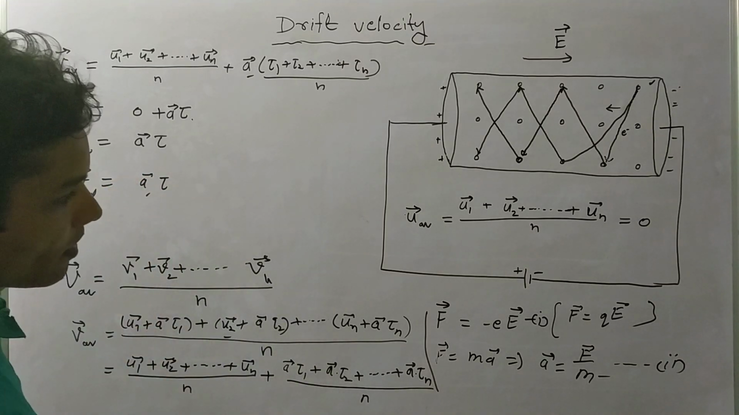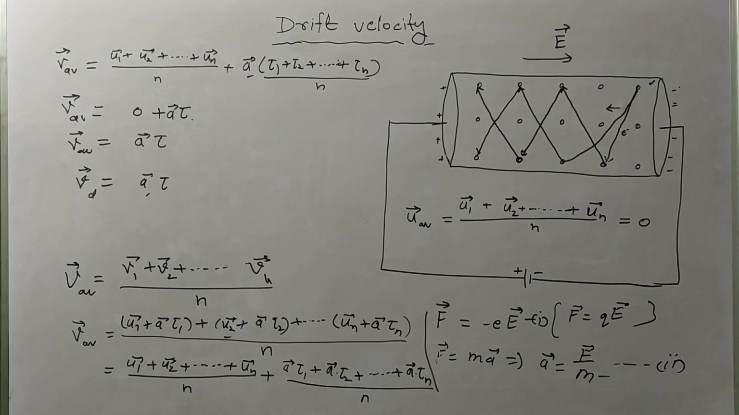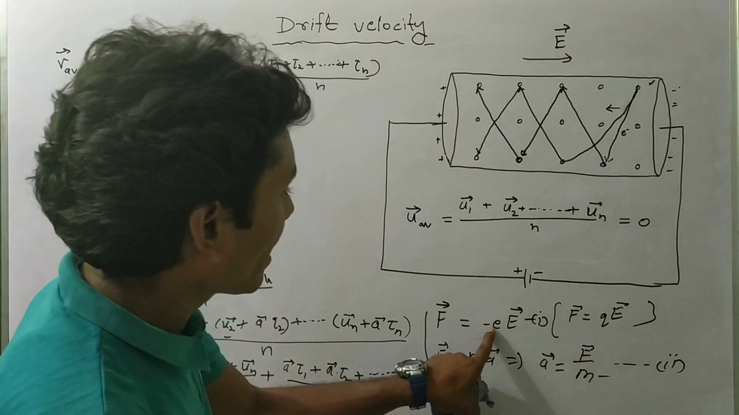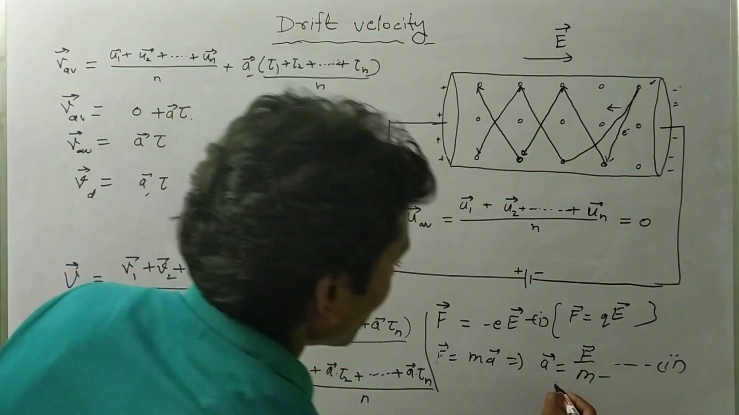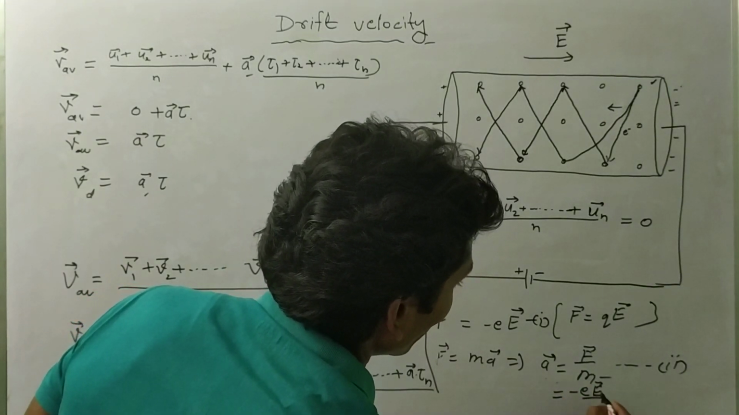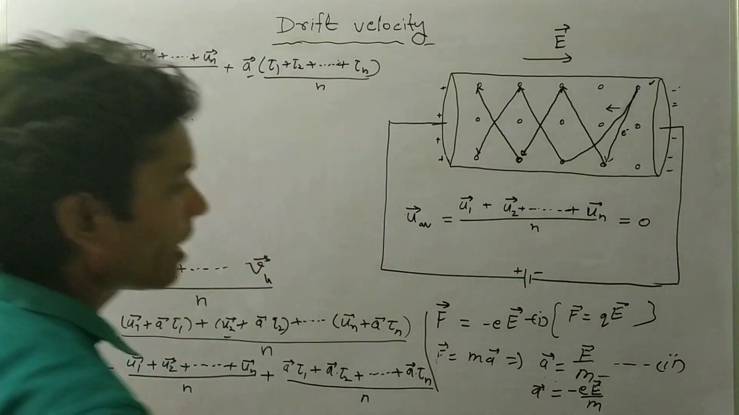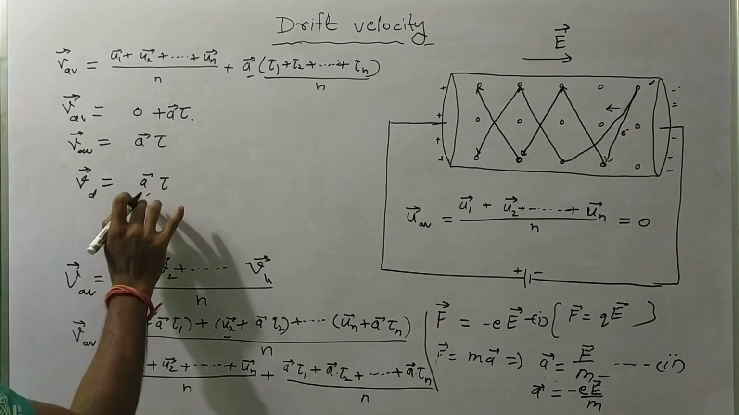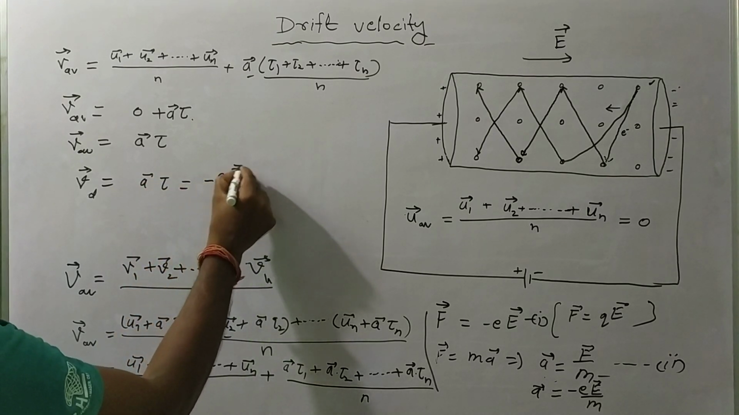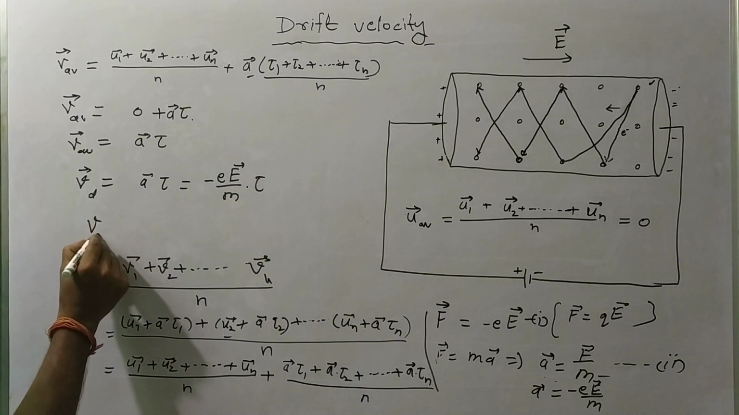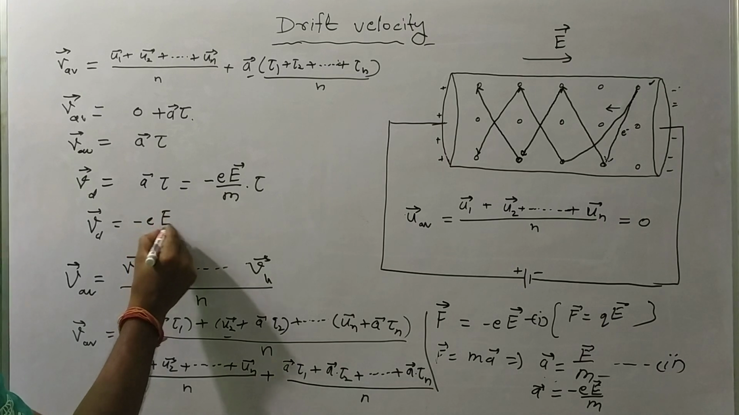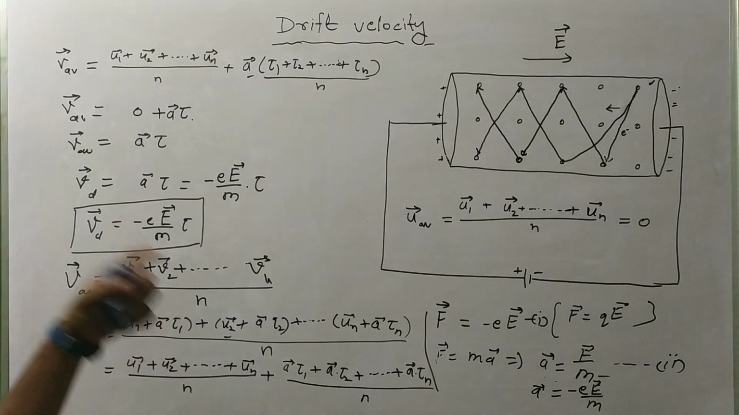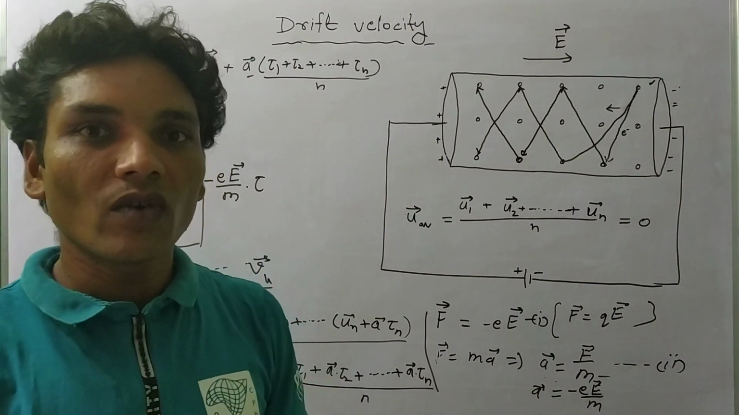But what is the value of vector A? The value of vector A is vector A equal to vector F upon m, but F equal to minus e into vector E. That's why A will be equal to minus e vector E upon m. So on putting the value of vector A here, Vd will be equal to minus e vector E upon m into tau. So this is the formula, or the expression, for the drift velocity of free electrons. Okay, thanks.